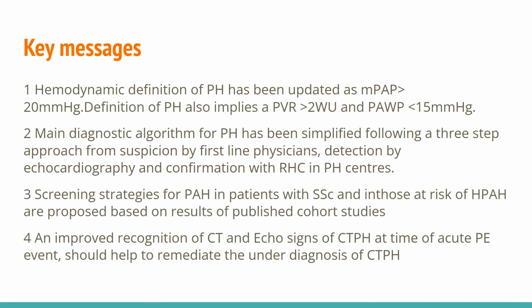The main diagnostic algorithm for PH has been simplified following a 3-step approach, where the first step is suspicion by the first-line physician, detection by echocardiography, and confirmation by right heart catheterization in PH centers. Screening strategies for PH in patients with systemic sclerosis and in those at risk of hereditary PH are proposed based on the results of published cohort studies. Improved recognition of CT and echo signs of CTEPH at the time of an acute pulmonary embolism event should help to remedy the underdiagnosis of CTEPH.